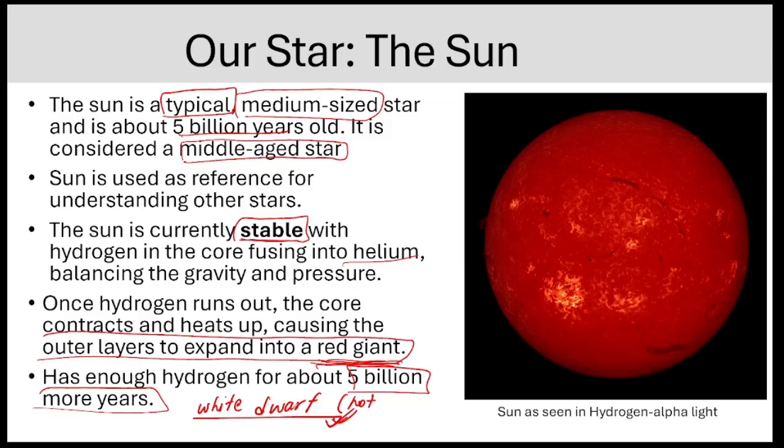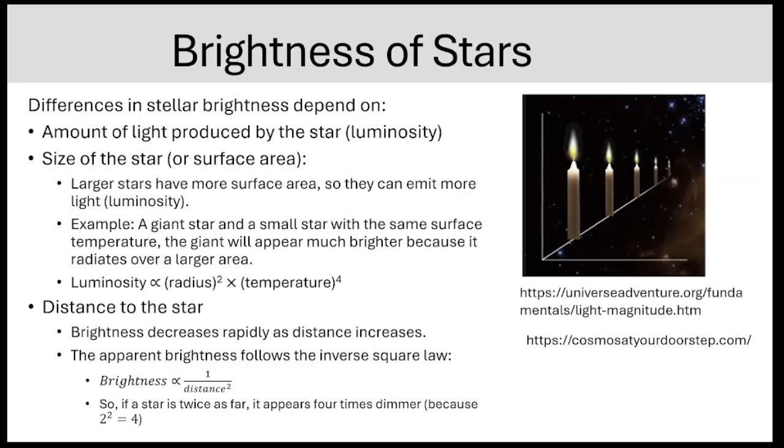So they are hot and dense. The brightness of the stars depends on the luminosity, size, and the distance between the stars and Earth.